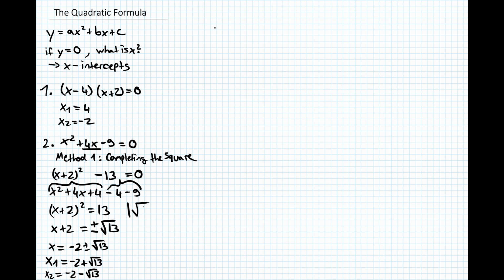Alright, now to method 2. That will be our quadratic formula. So before we get there, let's first find out what the quadratic formula is and how we can get there. So we'll start with our standard form, ax squared plus bx plus c is equal to 0. And first factor out the a. So we have a times parentheses x squared plus b over a times x, and the c will just stay at the end, equal to 0.